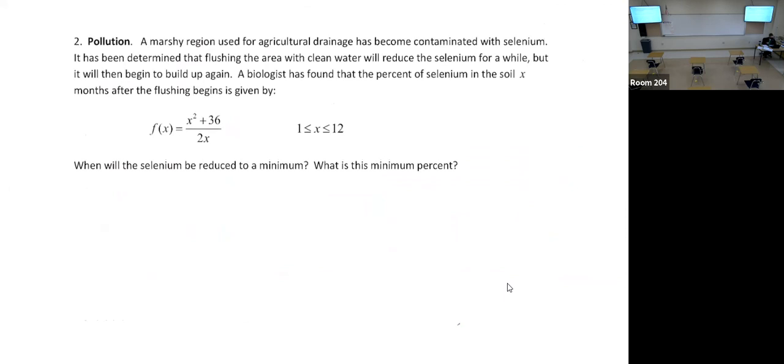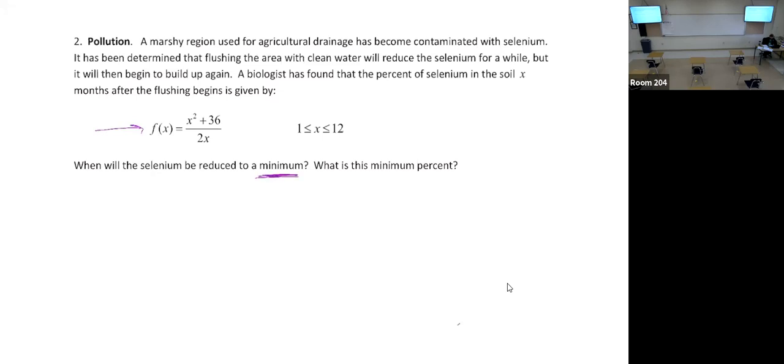It's another practical application. This is a pollution application. You have a marshy region used for agricultural drainage, and it's becoming contaminated with selenium. It has been determined that flushing the area with clean water will reduce the selenium for a while, but it will then begin to build up again. A biologist has found that the percent of selenium in the soil x months after the flushing is given by this formula. When will the selenium be reduced to a minimum?